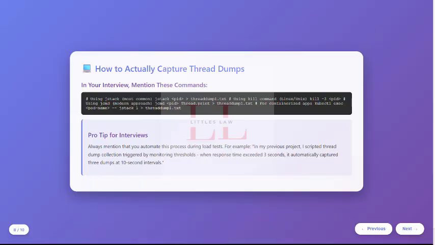For example, you can say something like, in my previous project, I scripted thread dump collection triggered by monitoring thresholds. So when response time exceeds 3 seconds, it automatically captured 3 dumps at 10-second intervals, and this shows initiative and real world thinking.